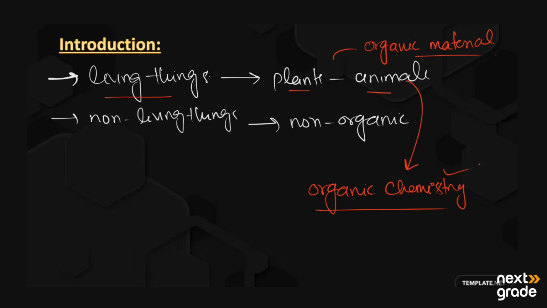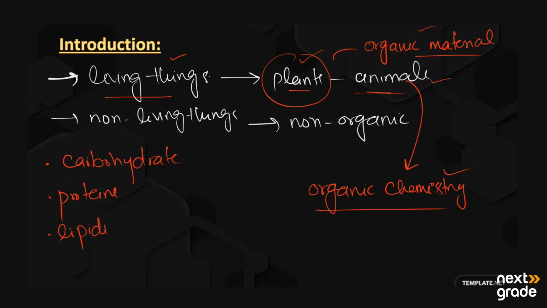So this is the introduction to organic chemistry, what we mean by organic chemistry. Basically, organic chemistry deals with the chemicals or compounds that have their origin in plants and animals, things produced by living things. Examples of organic material are carbohydrates, proteins, and lipids. These compounds are known as organic compounds and their study is known as organic chemistry.